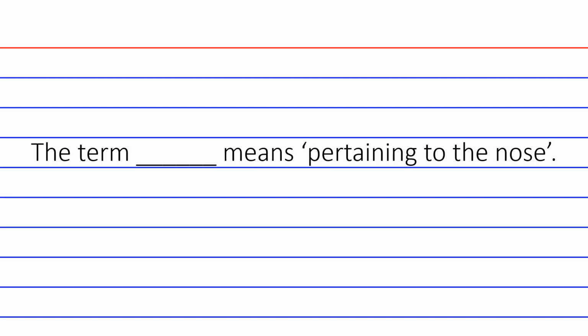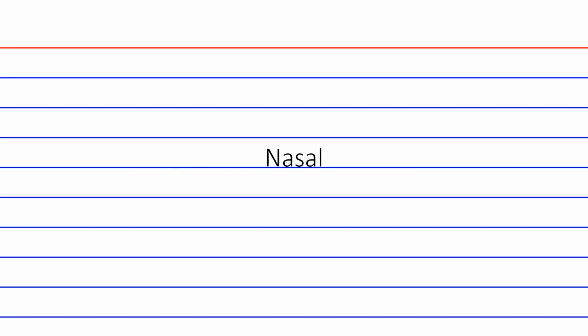This term means pertaining to the nose. The answer is nasal, right? That's where your nasal cavity is located. I don't think I really have to go into it much more, but I also just want to point out that the bone that separates your right and left nasal openings is the vomer. A lot of people don't know that and they tend to forget it, so that's the vomer.